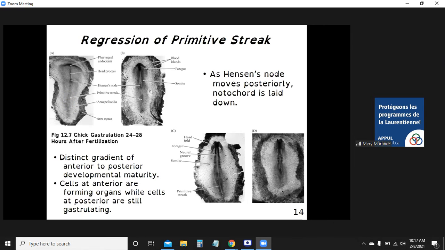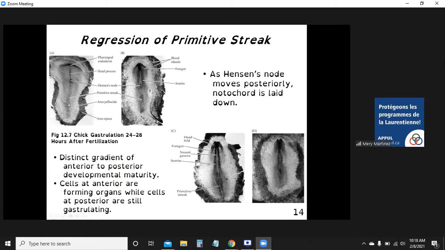Remember, we have a groove, we have a hole, right? So the Hensen's node is going to start regressing to almost close the Velcro, okay? Like a zipper going down and closing that groove. So the Hensen's node starts moving towards the center of the area pellucida to a more posterior position, okay? It leaves in its wake the dorsal axis of the embryo and the notochord, so two structures that can only be formed once the Hensen's node starts regressing, okay?